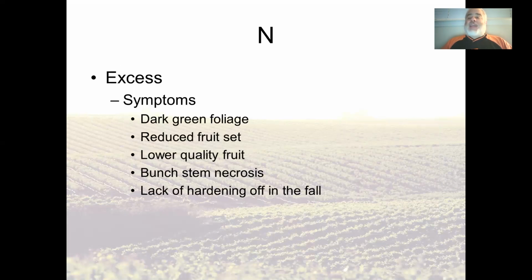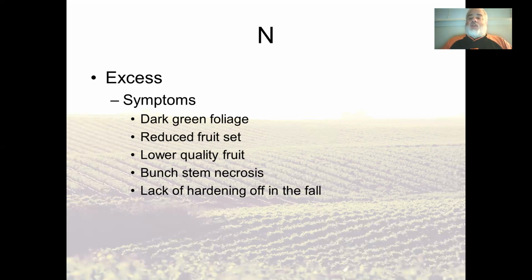What if I have too much? An excess of nitrogen, the foliage becomes an unusually dark green, too dark. You get reduced fruit set, not good. Lower fruit quality with thin skin and other problems, potentially disease is going to get in because of those thin skins. You get bunch rots, molds and other things that can come in, or even the stem necrosis. The rachis can start to die, and that is not a good thing.